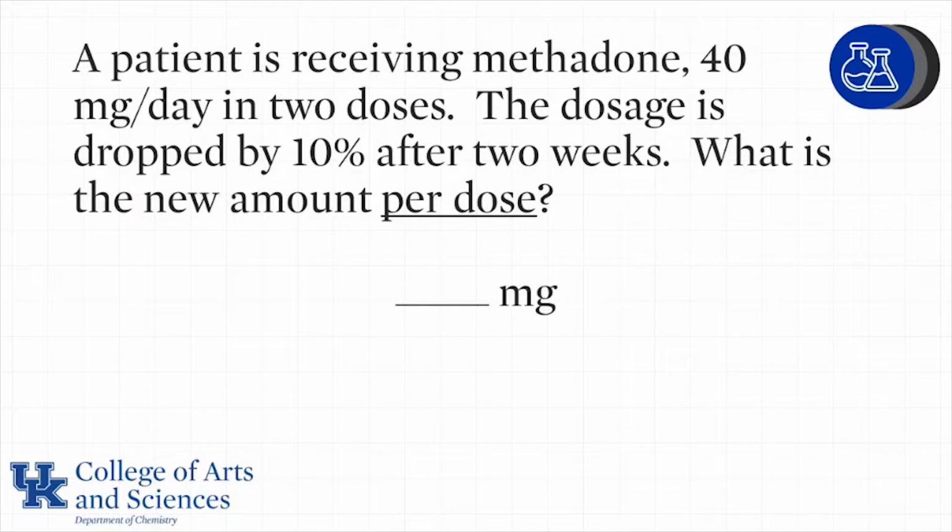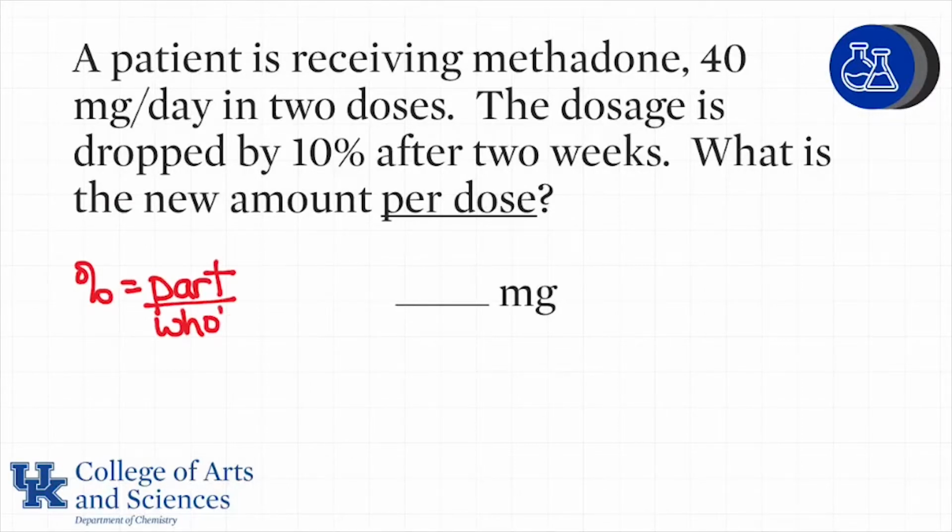This example is a little bit more complicated, and so you have to read through the details carefully. A patient is receiving methadone, 40 milligrams per day in 2 doses. The dosage is dropped by 10% after 2 weeks. What is the new amount per dose? Notice that the amount given in the problem, the 40 milligrams, is per day, not per dose, but we're asked to find the new amount per dose.